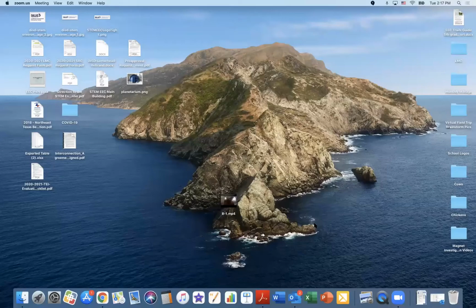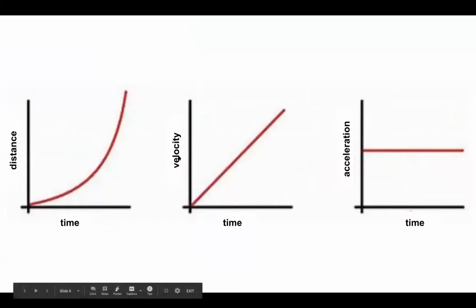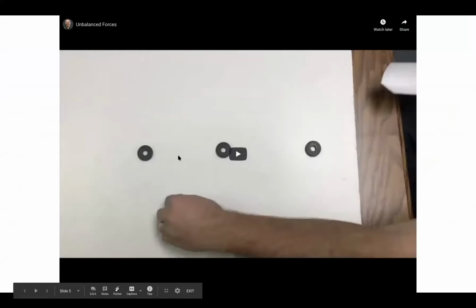I recorded some attempts. So let me go back to my presentation here and I'll show you my recorded attempts so you could actually see something worth looking at. Okay, so there's those graphs. And here are my attempts at doing this.